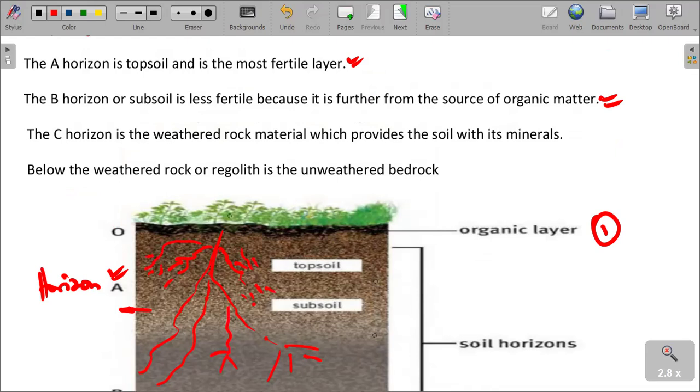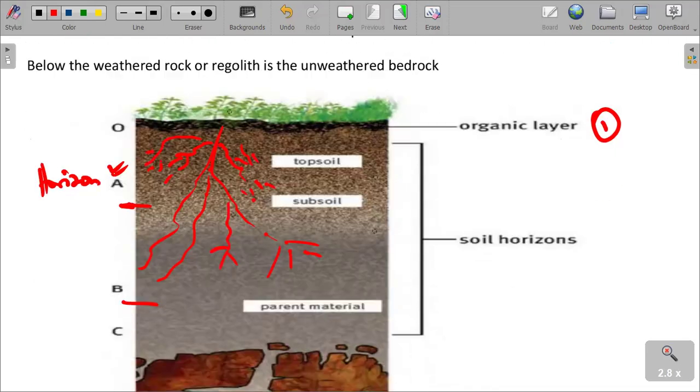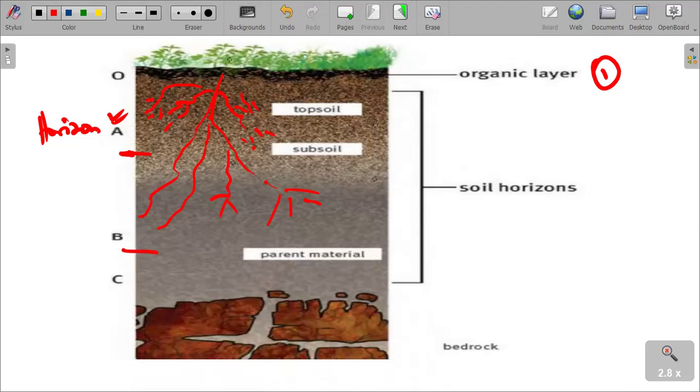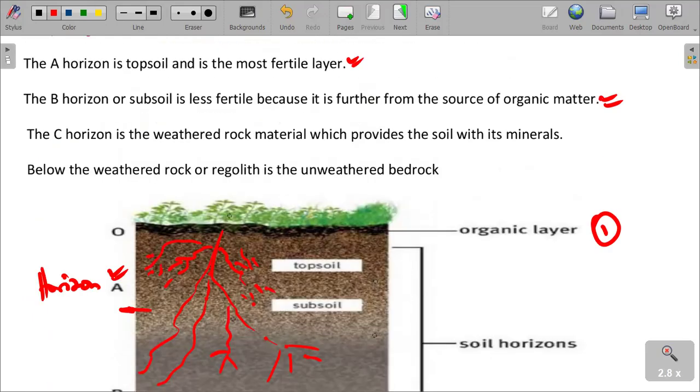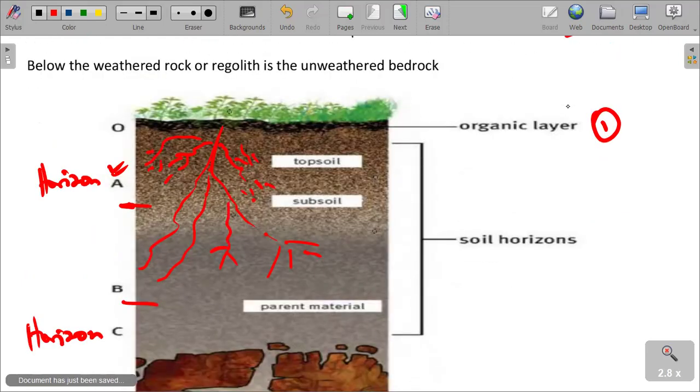So horizon C is the weathered rock material which provides the soil with minerals. The minerals are found in horizon C. It is the weathered rock material which provides the soil with minerals. So the soil minerals are found in horizon C.